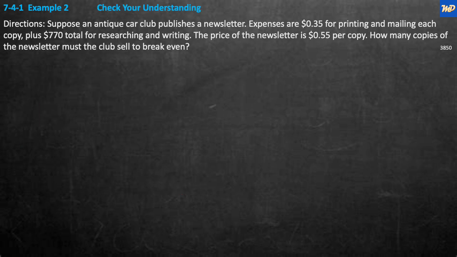Okay, example 2, check your understanding. Suppose an antique car club publishes a newsletter. The expenses are $0.35 for printing and mailing each copy, plus $770 total for researching and writing. It's just kind of like the last one, right? So the price of the newsletter is 55 cents, or $0.55, per copy. How many copies of the newsletter must the club sell to break even?